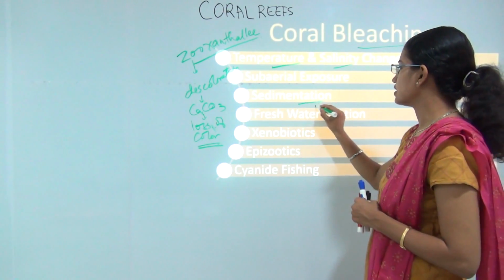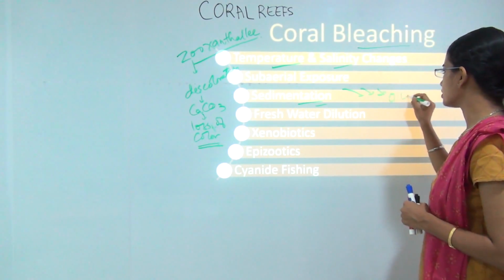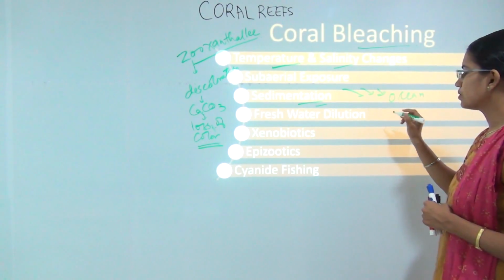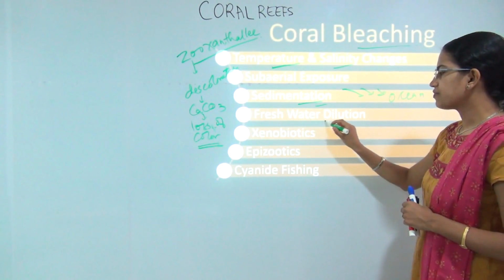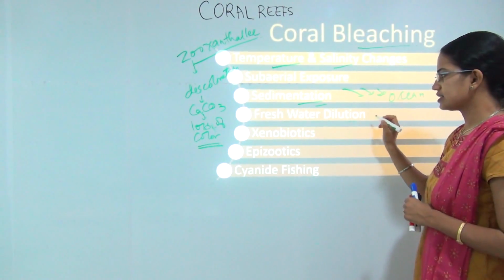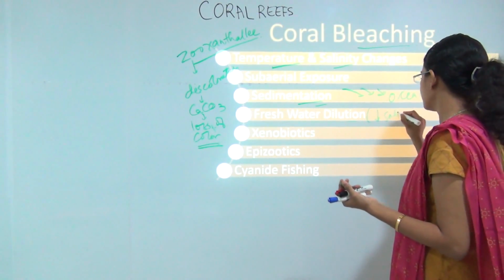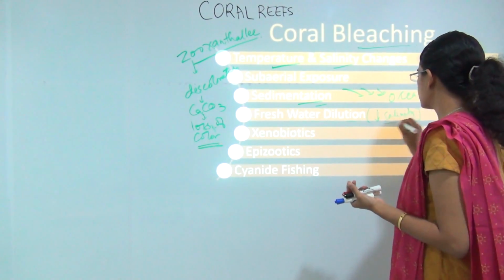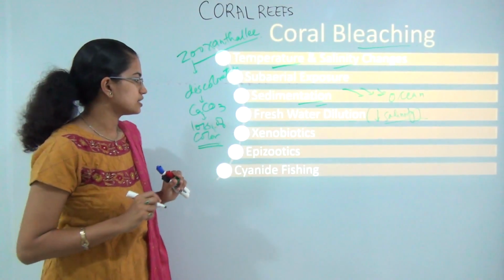Then you have sedimentation. If there are a lot of sediments flowing into the ocean, that would lead to demolition of the coral reefs. If there is a lot of fresh water, the erosion increases, and that leads again to a decrease in salinity. As we previously mentioned, corals can survive only in specific temperature and salinity zones.